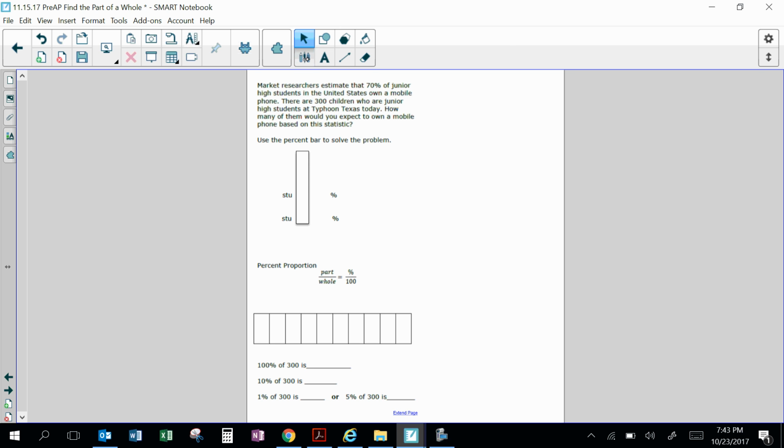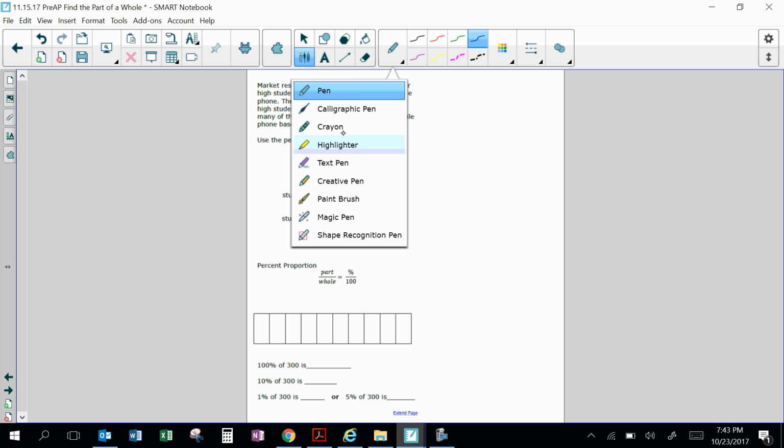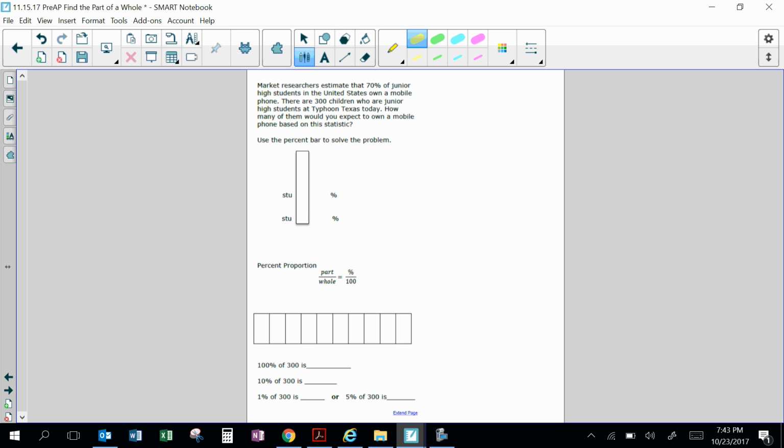So in this percent bar, we need to shade in 70% of it. So what can you tell me if it's 70%? And there's 300 students. Will there be more than half of them or less than half of them on a cell phone? More than half. So let's make a prediction. Half is 150. So our answer has to be more than 150.